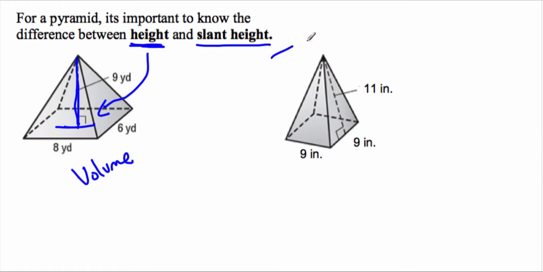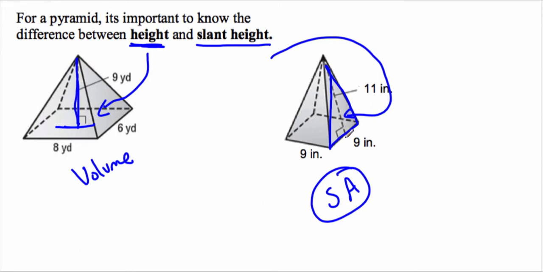But the slant height is something like this. Notice, it's not going from the middle straight up. That would have been our height. The slant height is the height of just the triangular side. So it's just for our triangle. It's telling us the height of that triangle to help us find the area for that triangle. So this is going to get used with our surface area calculations. That's what we're going to use today.